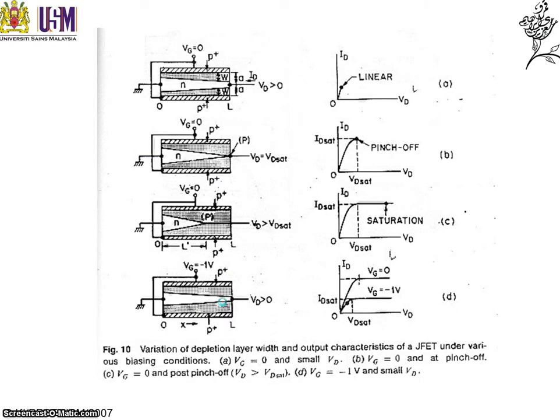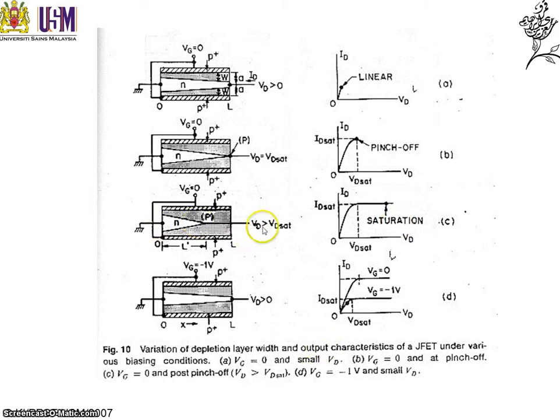So this is what I'm talking about. Initially it is linear. Up to a certain value you have a pinch off where the current starts to slow down. After pinch off you call saturation. This is where the current no longer increases with increasing voltage.